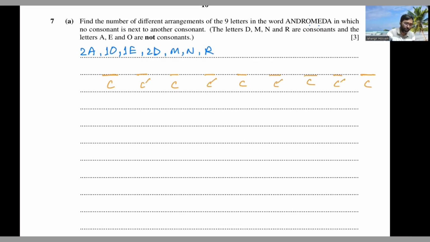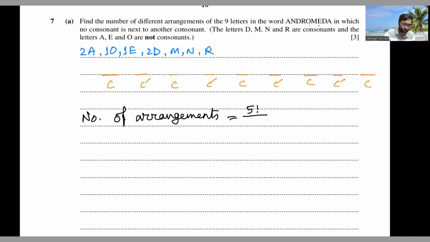So you have to place these 4 vowels in these 4 positions and the 4 consonants in the other 4 positions. The total number of arrangements will be 5 consonants, 5 positions, factorial 5.